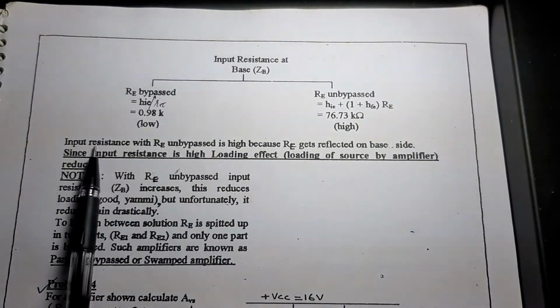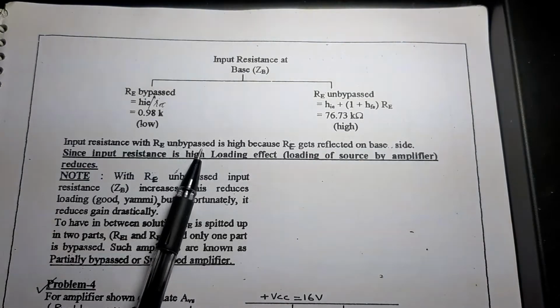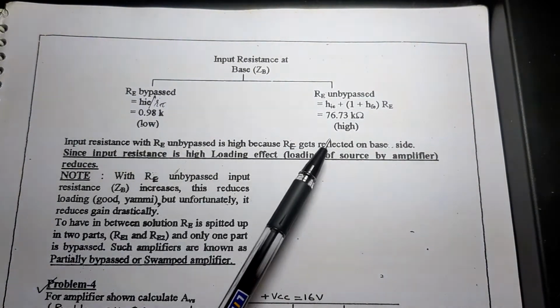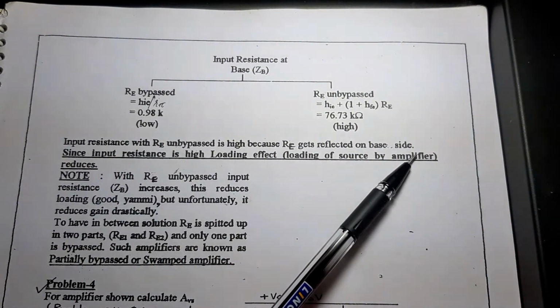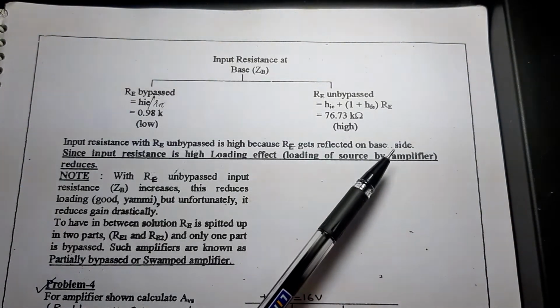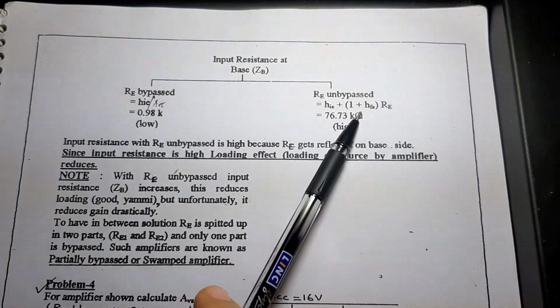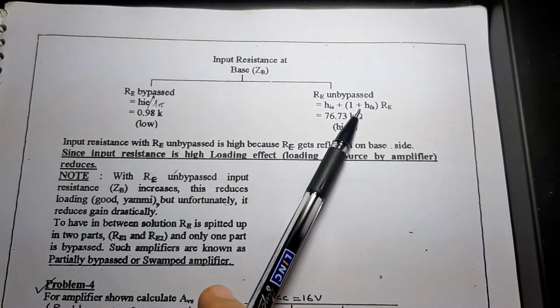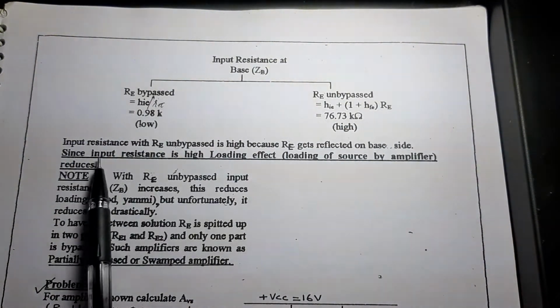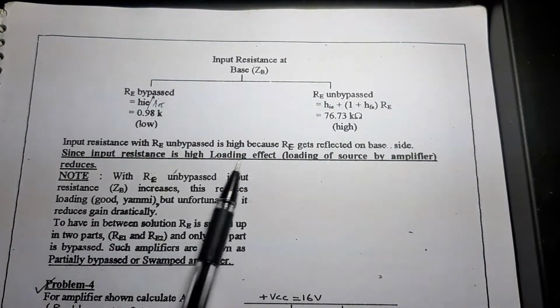Now since the input resistance with RE unbypassed is high, because RE gets reflected on the base side whenever you are having RE unbypassed, some part of RE is reflected back in this formula. Hence your input resistance is very high. Since the input resistance is high, loading effect reduces.